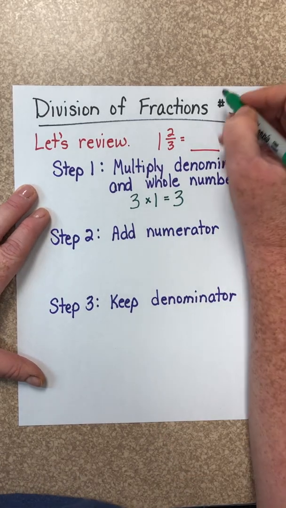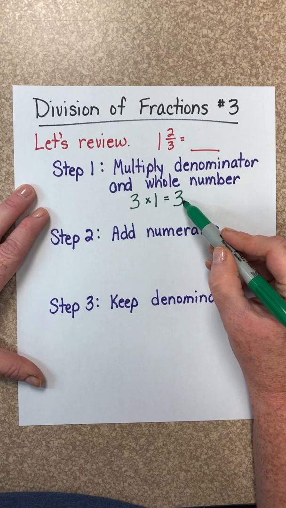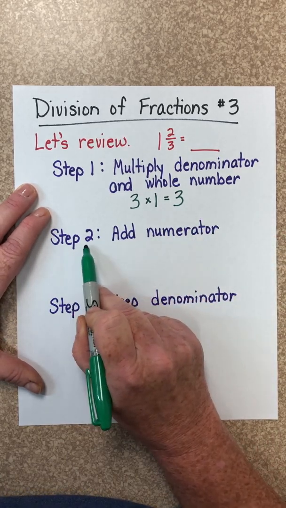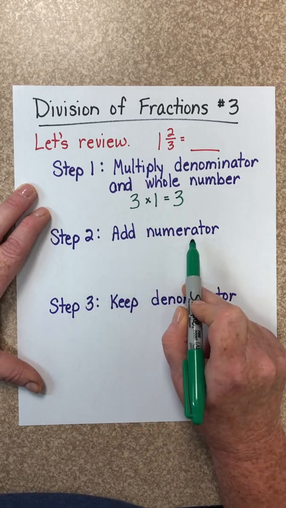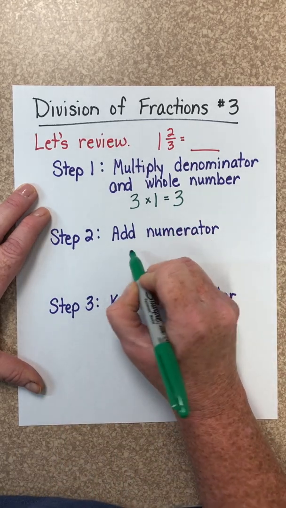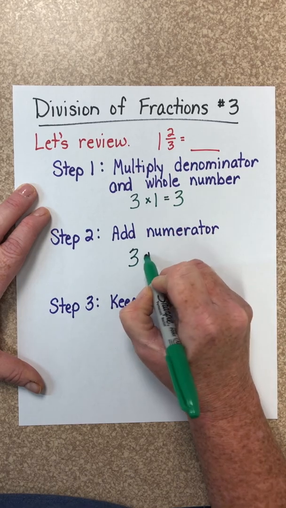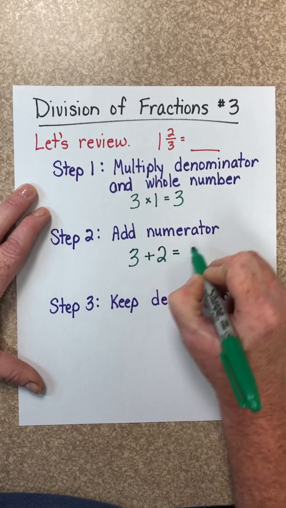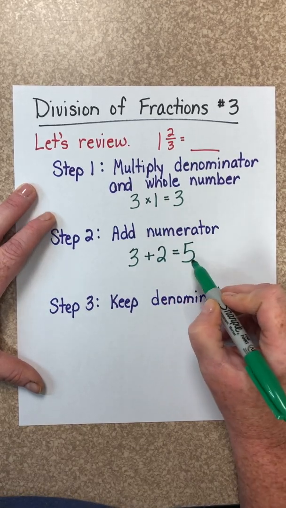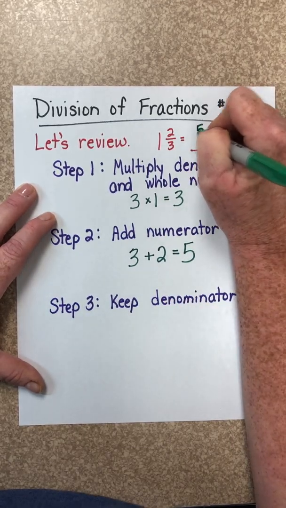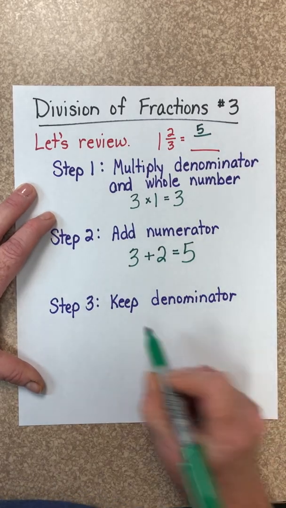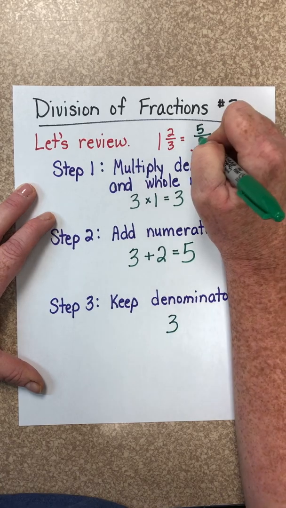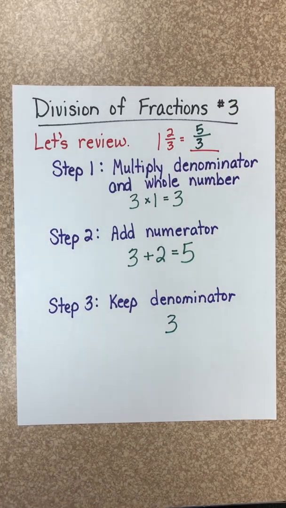We're going to use this later in our second step. So we're going to add now the numerator. So we're going to take that 3, add the numerator, which is 2, and that will give us 5. Now 5 becomes our new numerator. And keep the denominator. Well, the denominator is a 3, so we're going to write that as the denominator.